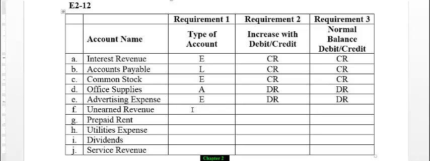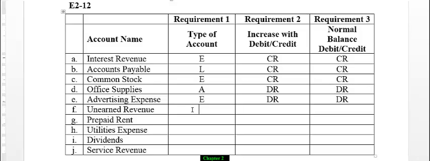Unearned revenue is a liability account. Unearned revenue is where the company has received cash with the assumption that they're going to provide a service at a later date. So it may be a magazine subscription where the company is selling magazine subscriptions. The company may receive $120 for the year, but they're going to send the magazine out on a monthly basis. So the revenue is only earned once the magazine has been shipped to the customer.